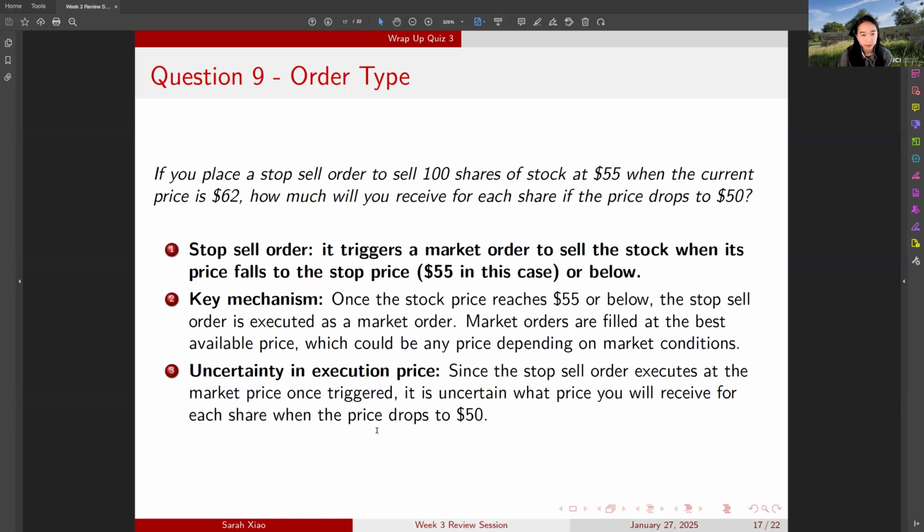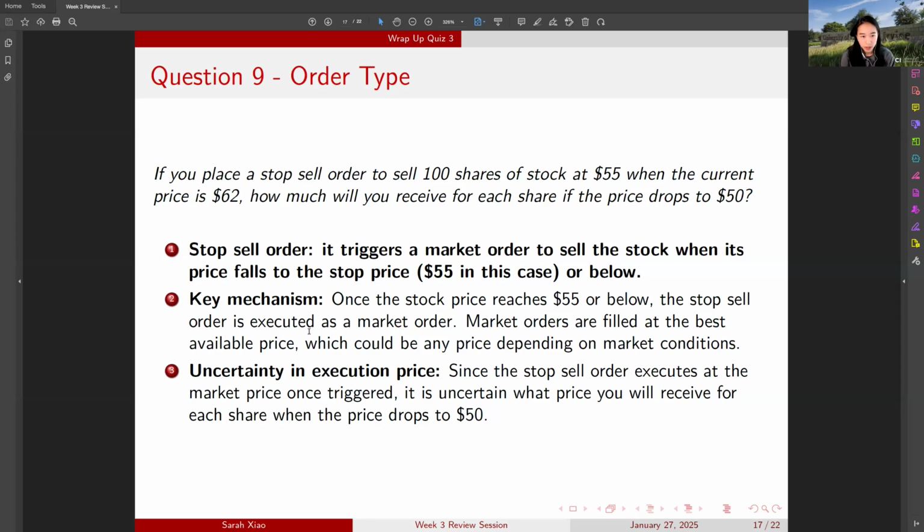All right, so the next question is about another order type, which is a stop sell order. We can think of it as an order that triggers a market order to sell the stock when its price falls to the stop price, $55 in this case, or below that price. So the question is asking, if you place a stop sell order to sell 100 shares of stock at $55 when the current price is $62, how much will you receive for each share if the price drops to $50?